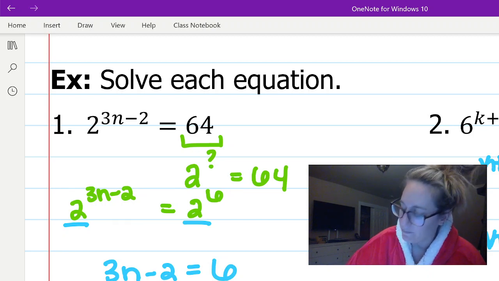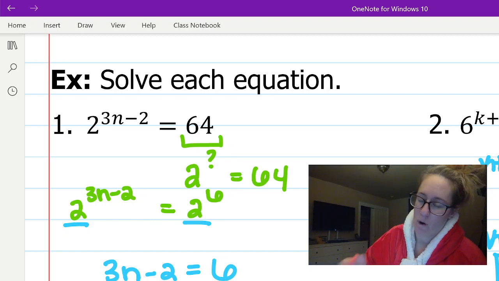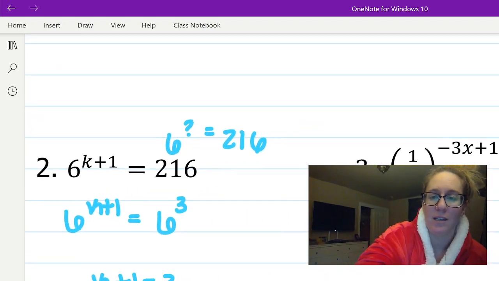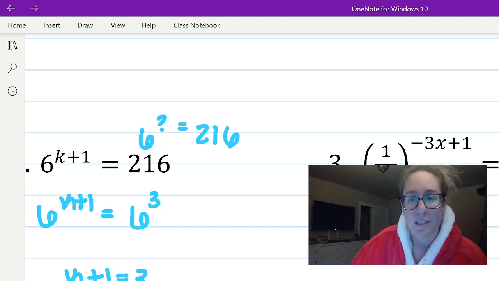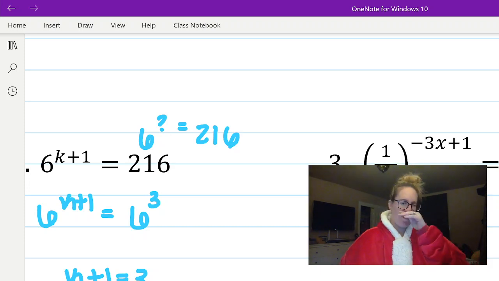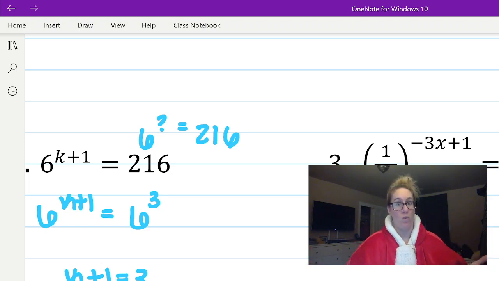Bam. Super easy. Okay, the next one's going to involve a bit more. We're using more exponent properties. All right, so here we go. We got a lot of stuff going on with this one. It's not the worst problem ever, but definitely it's more challenging than the last one. We do need to change more than one thing.